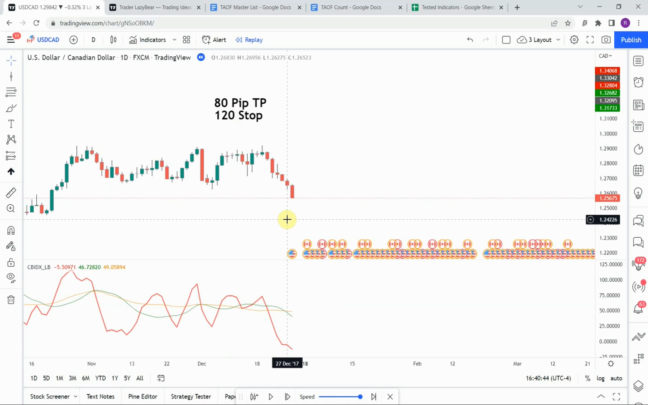Today we will be testing the Constance Brown Composite Index.